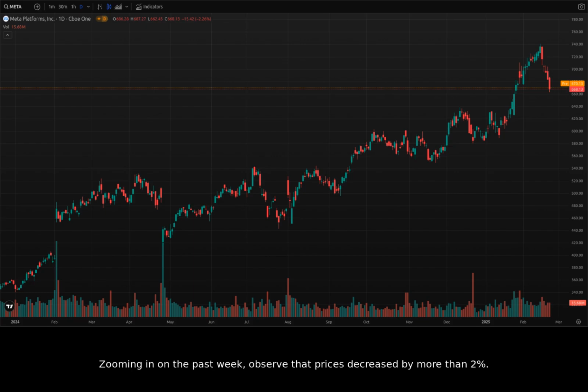Zooming in on the past week, observe that prices decreased by more than 2%. This is significantly higher than the daily decreases that came earlier in the year. However, the volume was low, so the decreases might not be something to worry about.